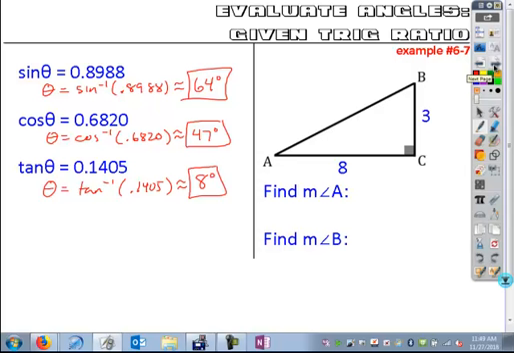For the most part, you're using those to identify something like this next problem. Okay, so if I gave you this figure right here, and I told you that this is a right triangle with legs of 3 and 8, what you could then do is identify what angle A and angle B are by using those inverse trig ratios.